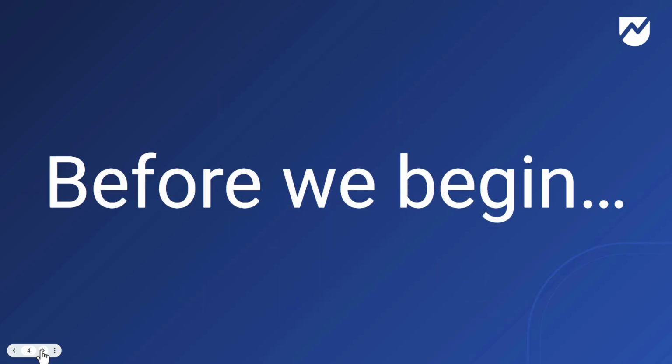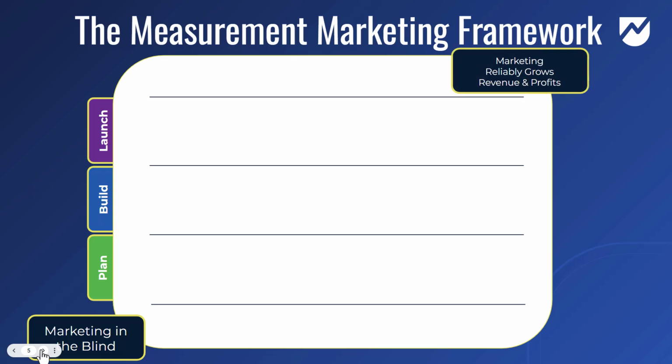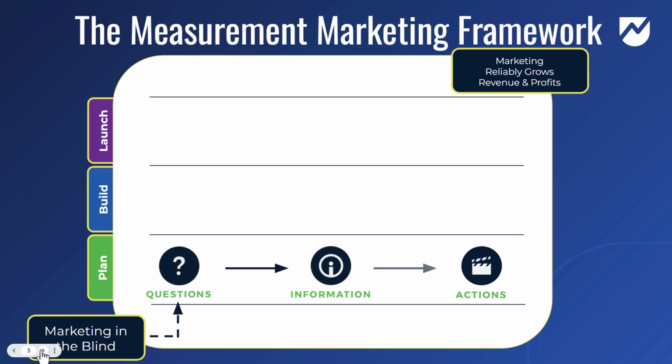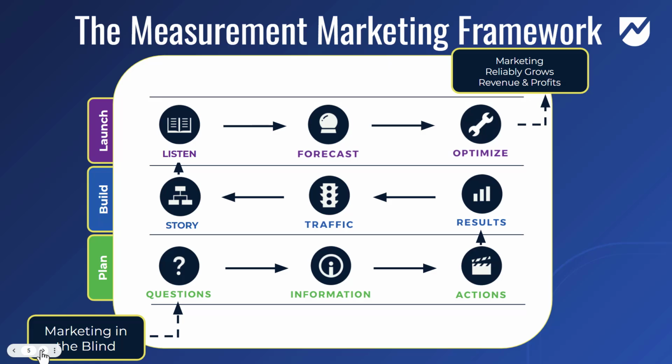Before we begin, let's remember our measurement marketing framework. The framework helps you go from marketing in the blind to marketing where you can reliably grow revenue and profit. The framework is made up of three key pillars: plan, build, and launch. Plan is all about questions, information, and actions. Ensure you can take action on your questions. If not, circle back and revise your questions. Build is all about results, traffic, and having your results and traffic tell you a story. And then finally, launch is about listen, forecast, and optimize.